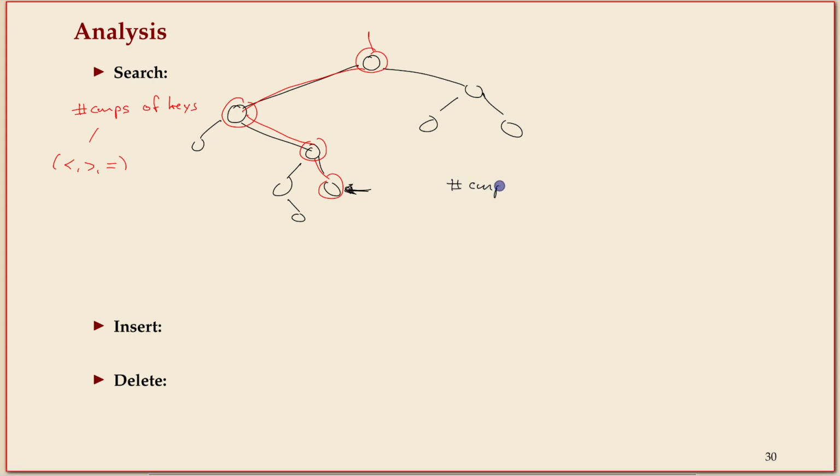So the number of comparisons we need is the depth of the node. Let's say that we call this x plus 1. Now, in general, it's hard to say how deep a certain node is, but we can upper bound this by the height of the tree, by calling the entire thing t, and keep the plus 1. So if we know the height of the tree, then we know an upper bound for all the search costs.